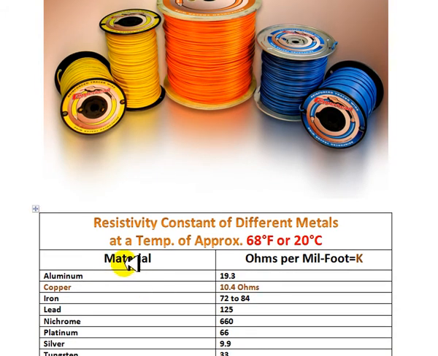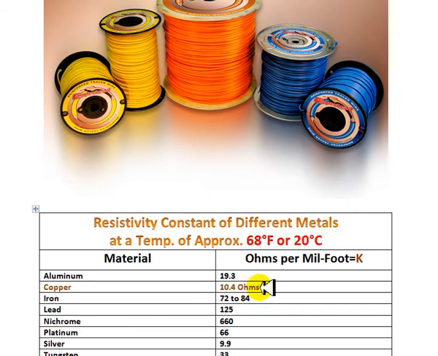Here's the type of material. Resistivity constant of different metals. And don't forget, this is at a temperature of 68 degrees Fahrenheit, or you could say 20 degrees Celsius. Some are at 25 degrees Celsius, so it does vary. The ohms per mil foot varies, which is a K constant that we're going to talk about. We're going to talk about copper, which is 10.4.